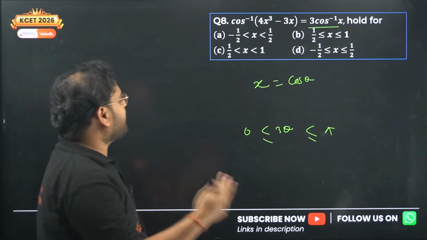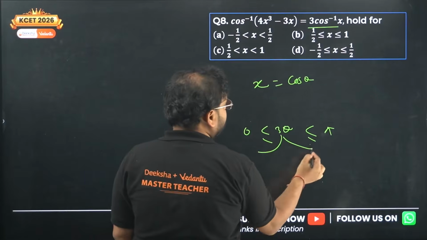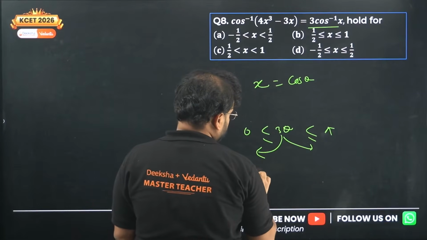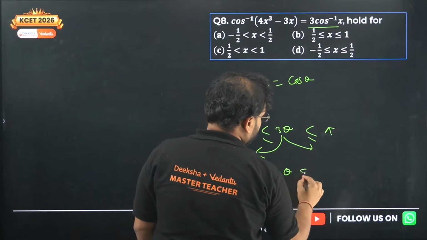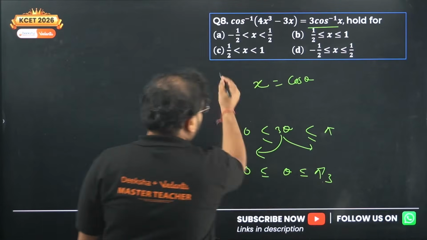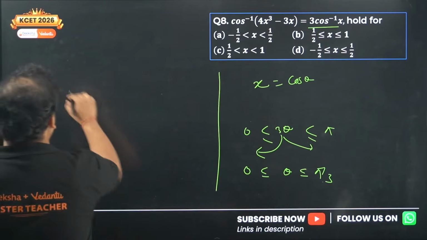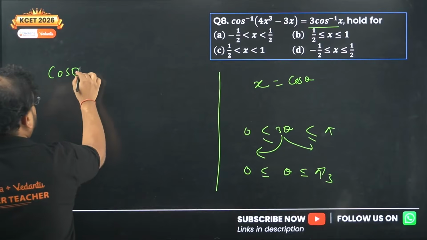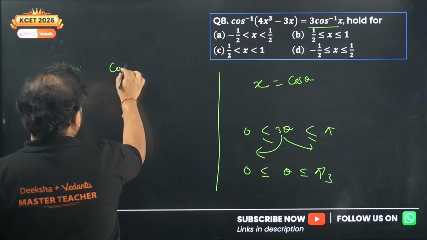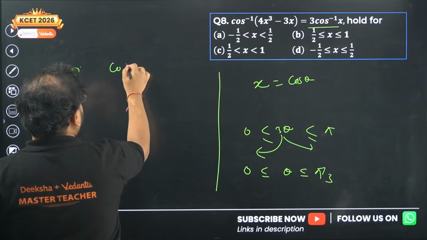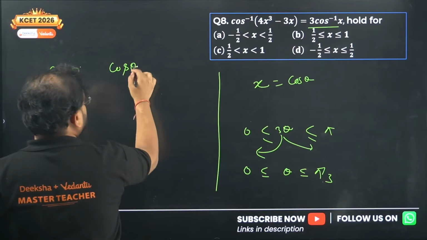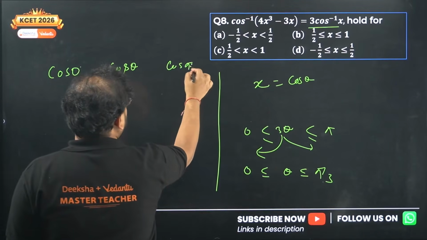No? It lies from 0 to pi. Move on this side. What are you going to get? You'll get 0 to theta to pi by 3. Take cos on both sides. So cos 0, cos theta, and cos pi by 3.